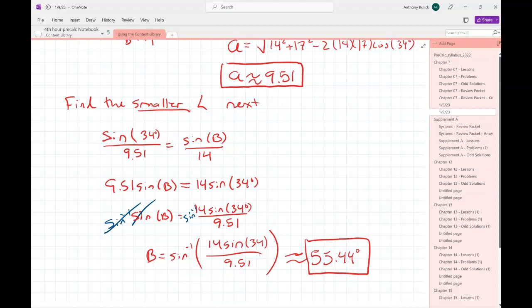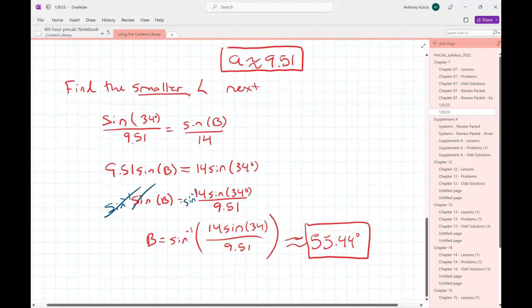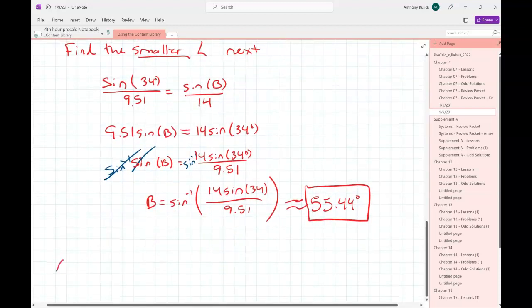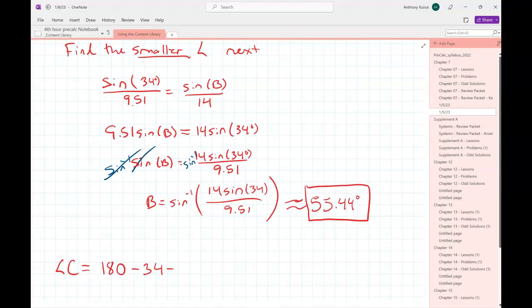Everybody's good with that? And now angle C is easy because I have two of the three angles already. I can just do a little subtracty-racty. And I get 90.56.